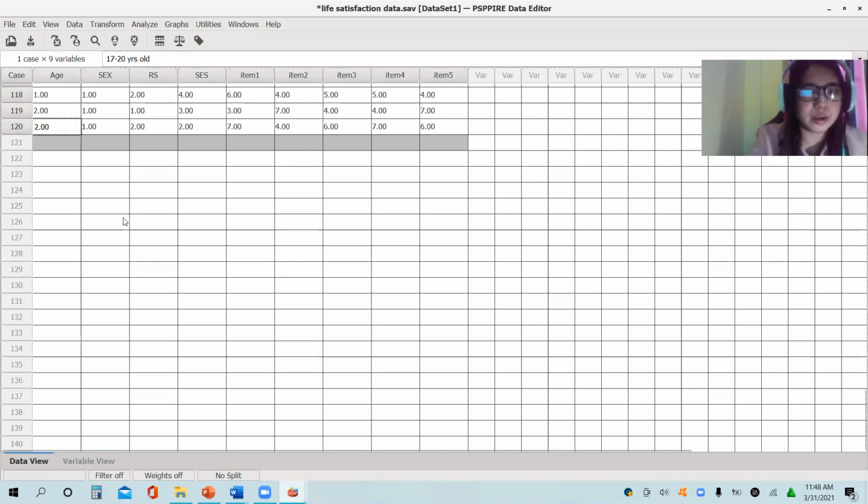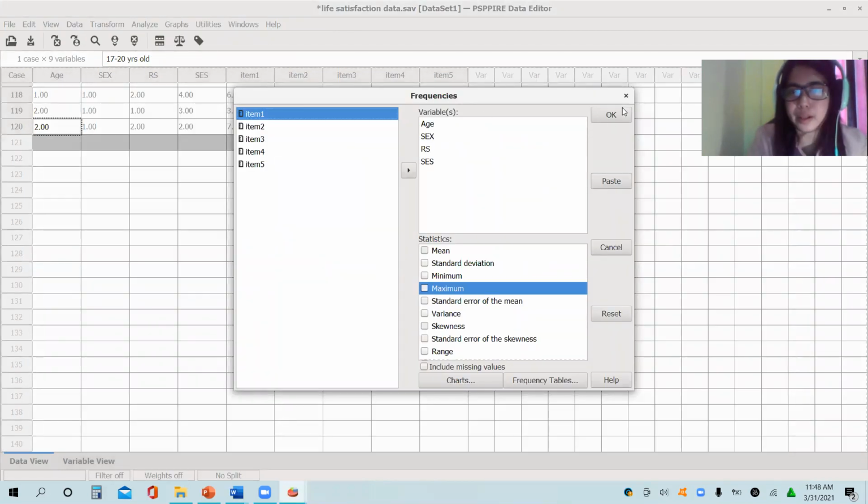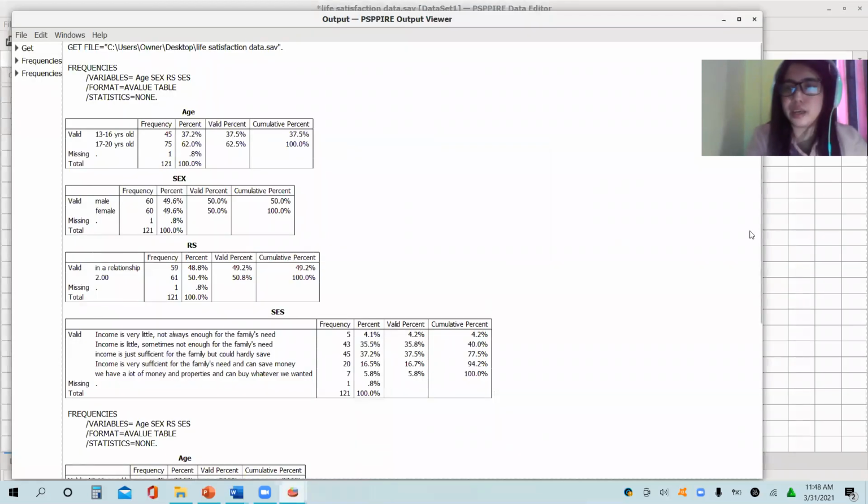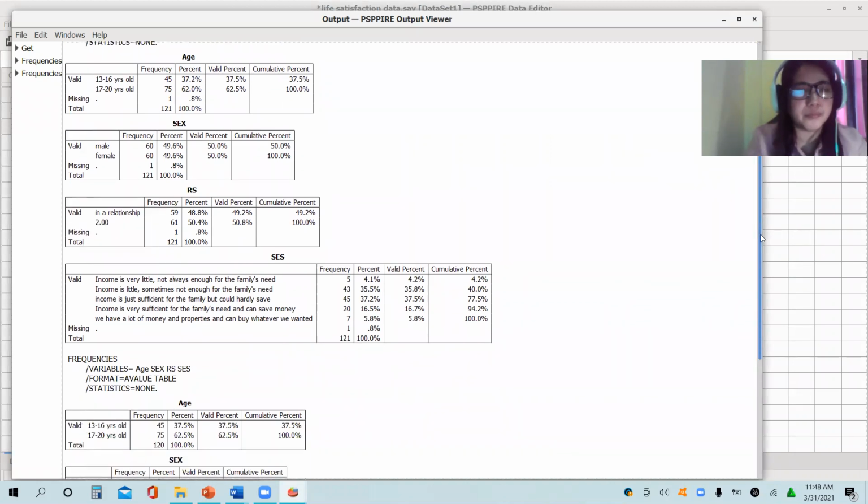So let's go back and see. Analyze, descriptive, frequency. Then click OK again. As you see here, let's bring this down. This is our initial output, with the missing one. So we have valid percent and percent. The valid percent considers only the data present, while the percent considers even the missing data.